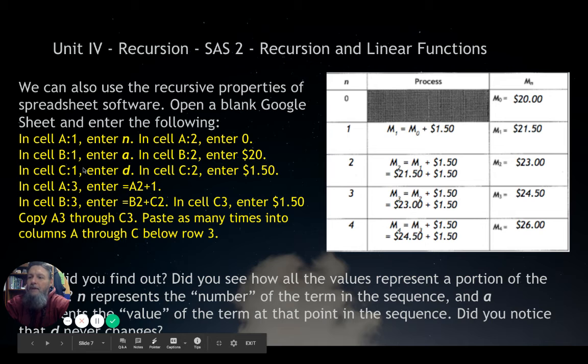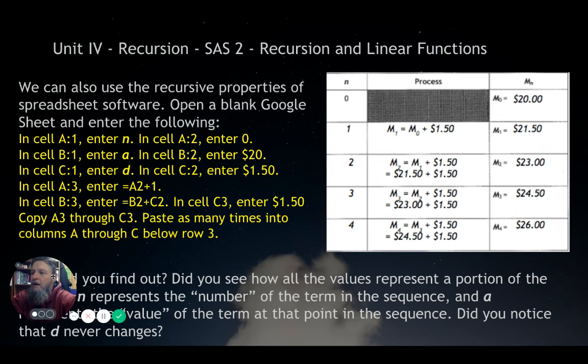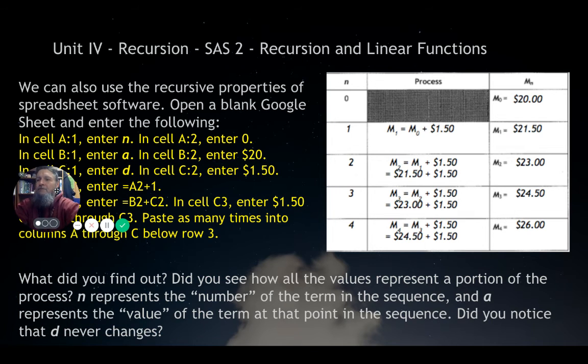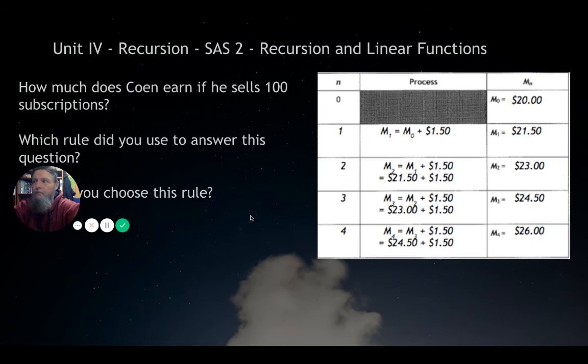Did you see how all the values represent a portion of the process? So every time n changes, so does the subscript n. N represents the number of the term in the sequence, and A, or in this case, M, represents the value of the term at that point in the sequence. You'll notice that D never changed. It always remained $1.50 because that's a common difference. It's common to all the values. Okay, so let's move on.